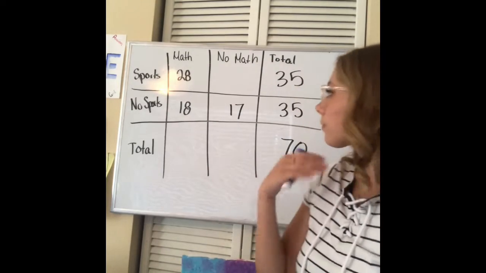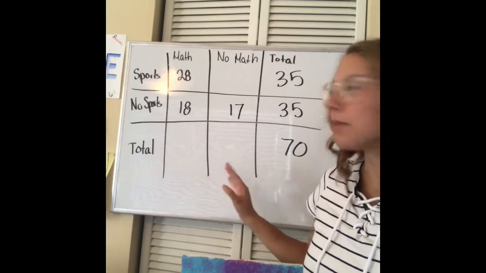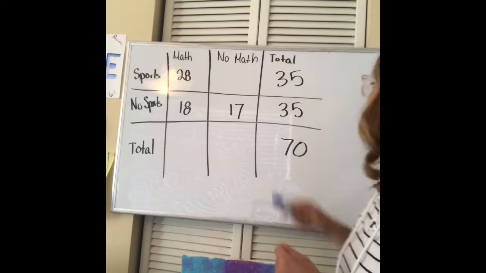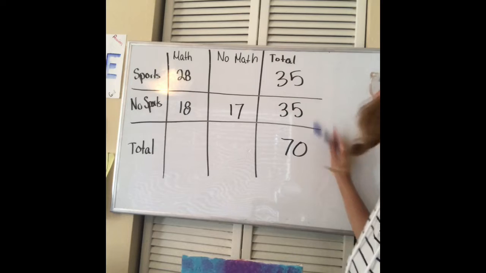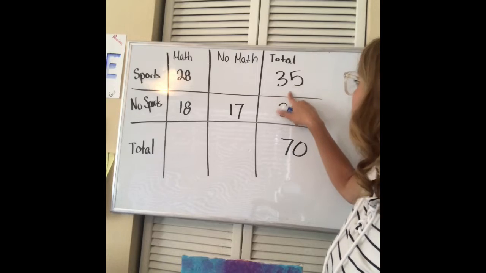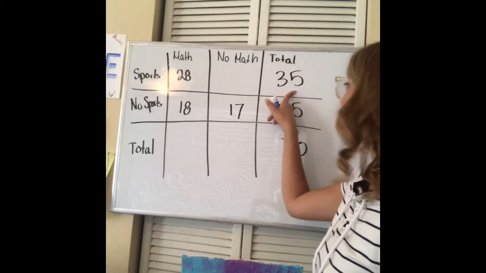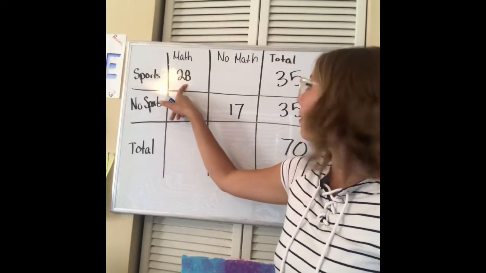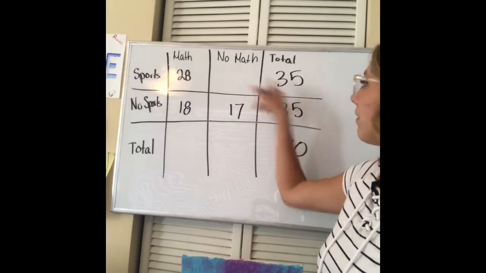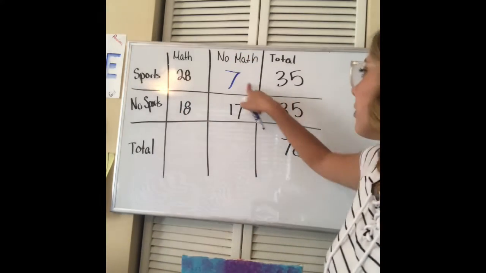So the way that this works is we just need to add up the columns to make sure that everything that adds up to the totals is accurate. So 35 plus 35 is 70, so this is an accurate total. So of the 35 students who like sports, because this column is about sports, 28 of them like math. So to find out how many don't like math, we're just going to subtract 35 minus 28, we get 7. 7 students who like sports don't like math.